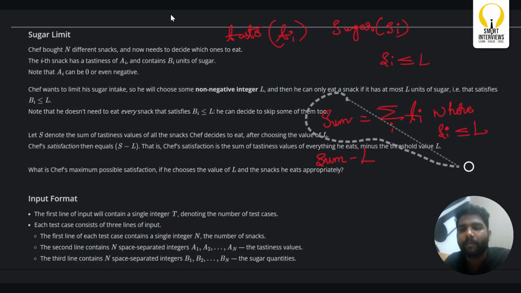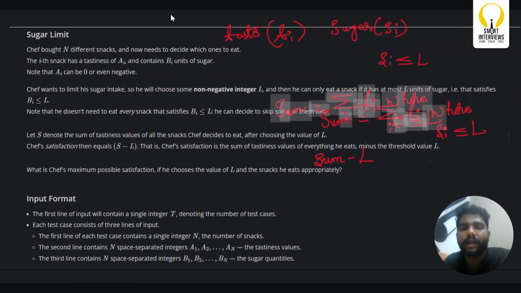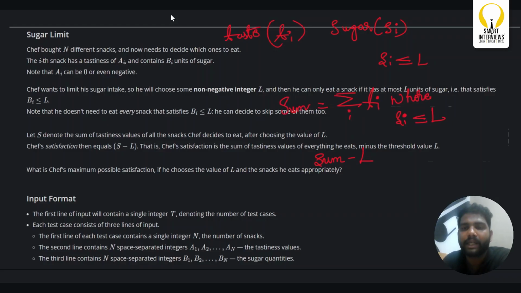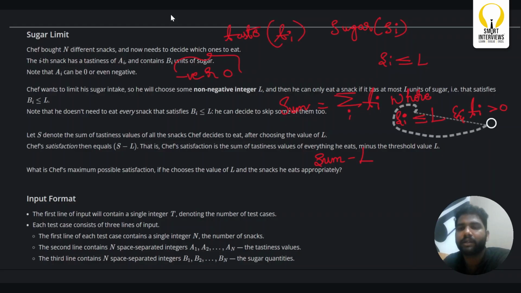Right, now here, what are the snacks the chef is going to eat? One condition is S of I is less than or equal to L. But let's say we have a negative taste. Will you eat this? No, right? Even if you have zero taste, do you need to eat this? No, right? Because it will not contribute to your answer. If it is negative or zero, these taste values will only reduce our sum value, but will never increase it. That's why we also add one more condition where T of I is greater than 0, right?